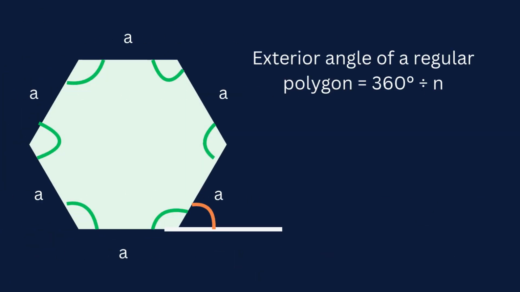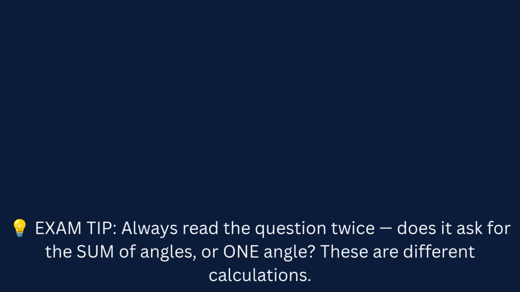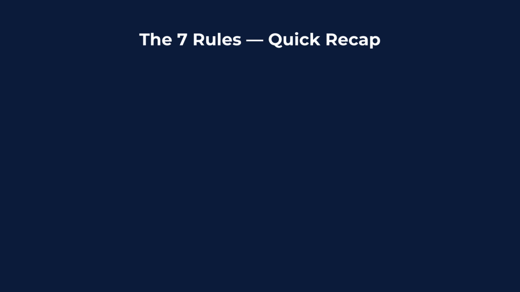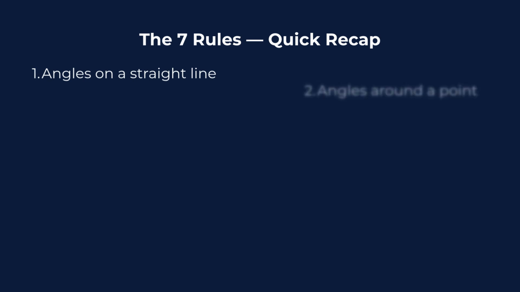And for exterior angles, this one's simpler. The exterior angles of any polygon always add up to 360 degrees. For a regular polygon, each exterior angle is simply 360 divided by the number of sides. Let's do a quick recap before you go. Rule 1. Angles on a straight line add to 180. Rule 2. Angles around a point add to 360.